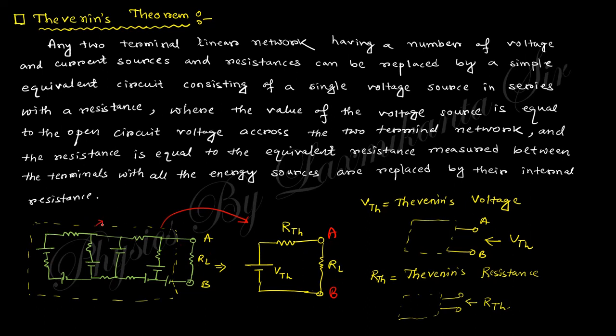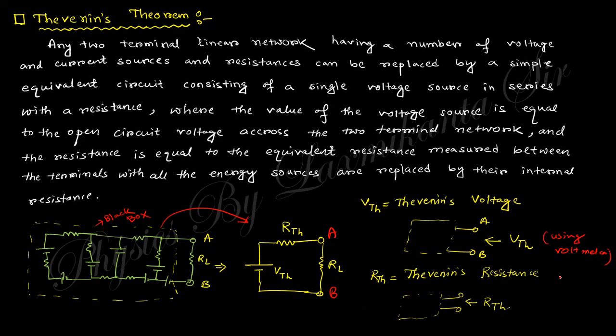You can take this as a black box, no problem. Within the black box you have no idea how much resistance or how many voltage sources are available. If you take this as a black box, it can be replaced by a voltage source with a series resistance. The voltage can be measured by a multimeter or voltmeter at these two terminals.